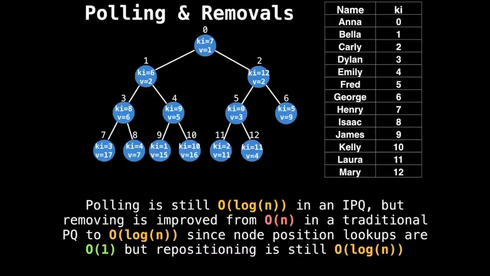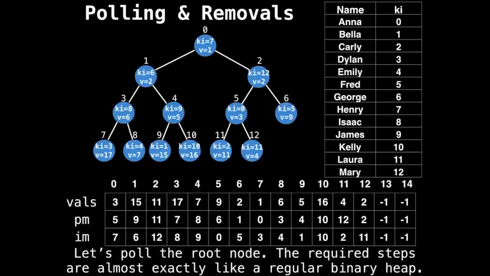Next up, I want to talk about polling and removing elements from an indexed priority queue. Polling is still a logarithmic operation. However, removing is improved from a linear time complexity to a logarithmic time complexity, since node position lookups are now constant time, but repositioning the nodes after a removal to satisfy the heap invariant is still logarithmic. So let's jump into an example.